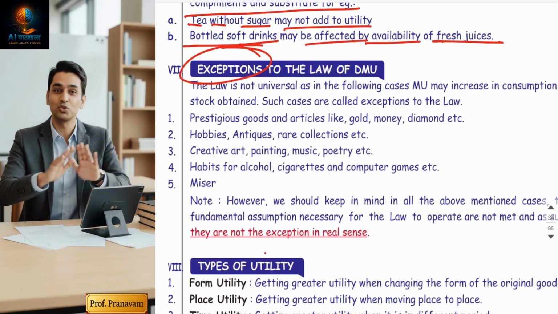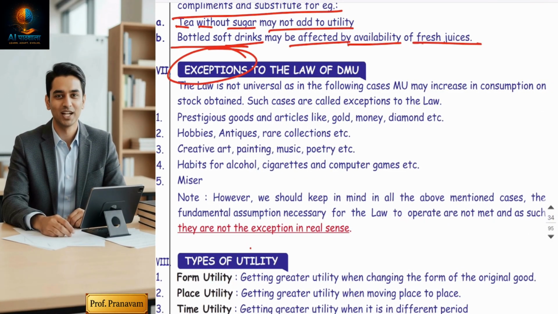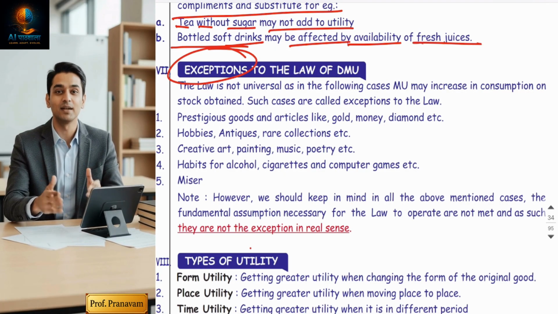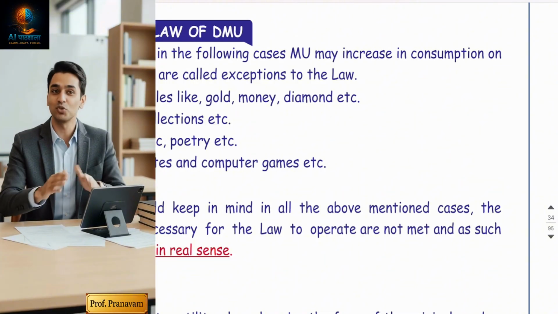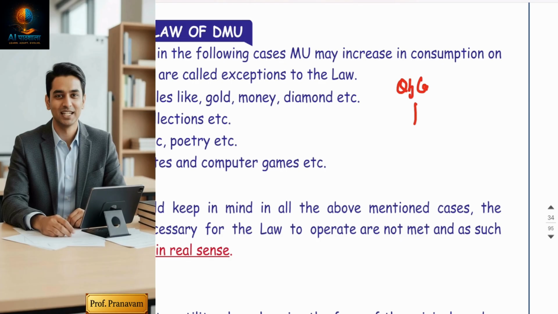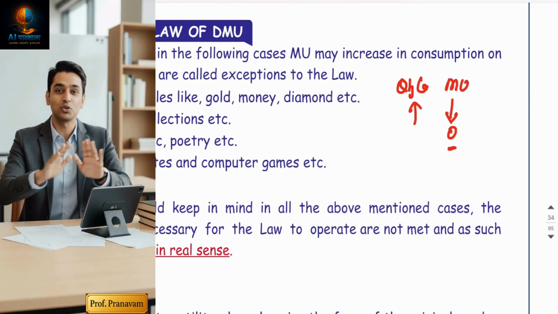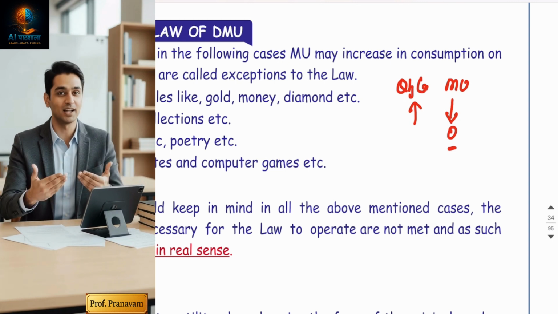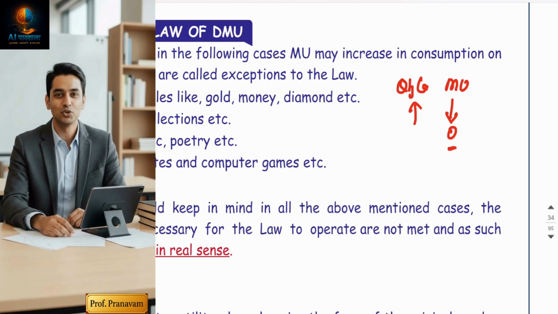Now, exceptions to the law. Guys, what do you mean by exception? Exception means examples which do not follow the law. So first you should understand what the law explains. The law explains that the more quantity you consume, your MU diminishes and you reach zero and then it becomes negative. This is the basic law. It means quantity consumed and MU should have an inverse relationship.